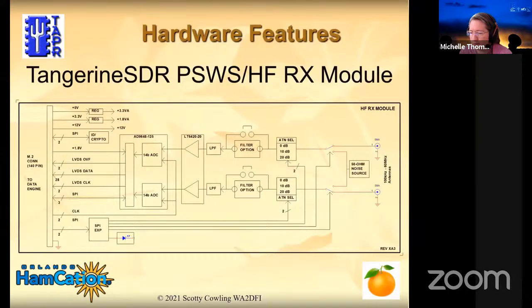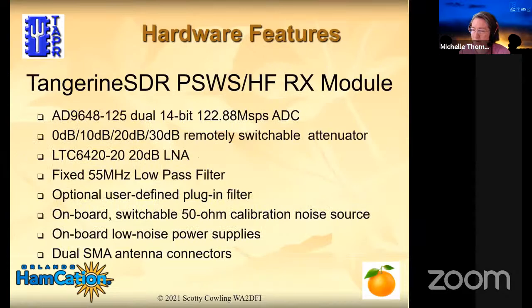Okay, the RF module defines the RF performance of the radio. So this is the first RF module we have. And a little bit of an eye chart here, but that's the block diagram of the module that plugs in. Again, it's a pluggable module. Features of the module: dual 14-bit A to D at 122 megasamples per second.